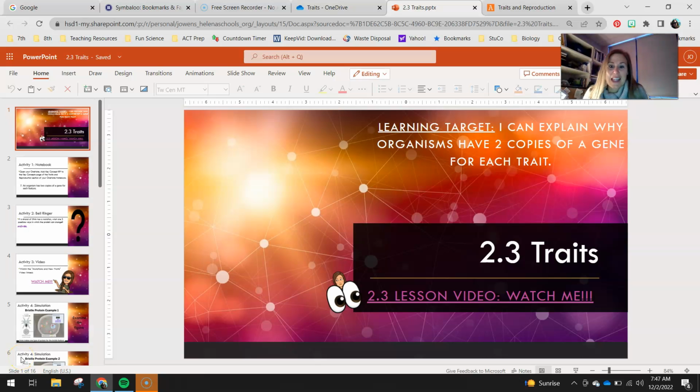Hey 7th graders, today's lesson is 2.3 traits. Your learning target for today: I can explain why organisms have 2 copies of a gene for each trait.